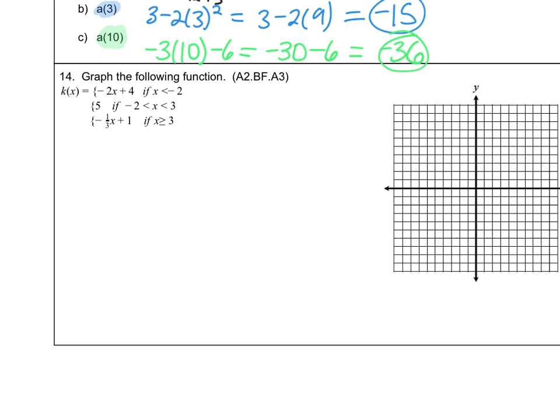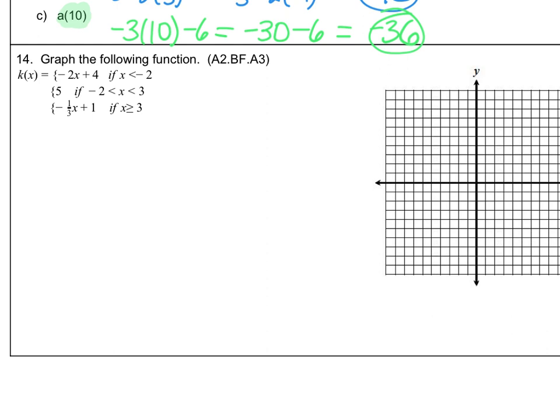Okay, then we got to graph a piecewise function. We have done quite a few of these. They're called piecewise functions because we have to break them into pieces. So our first piece is this: y equals -2x plus 4. Our second piece is this: y equals 5. And our third piece is this: y equals -1/3 x plus 1.